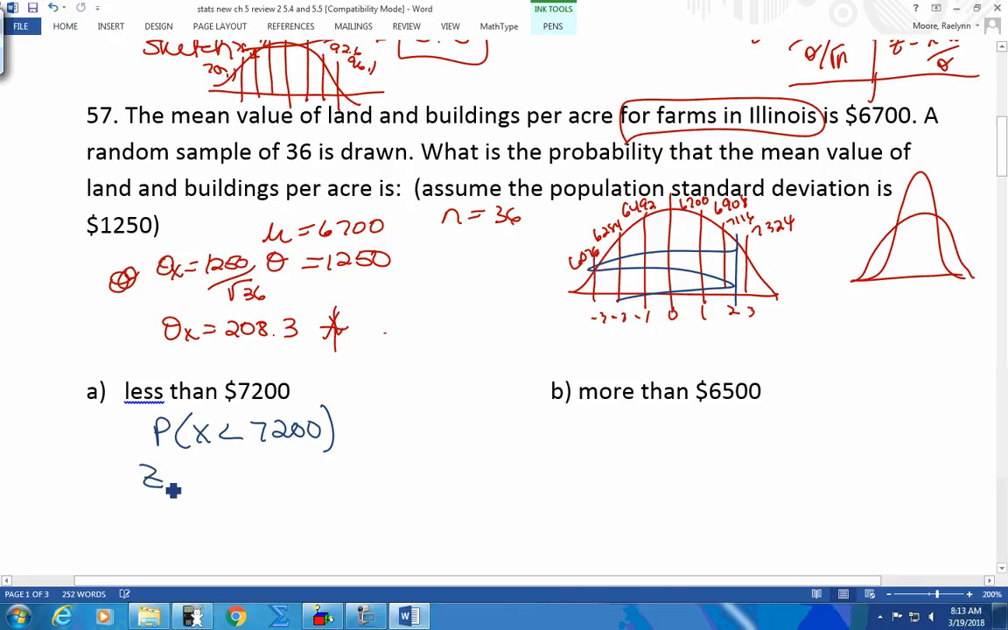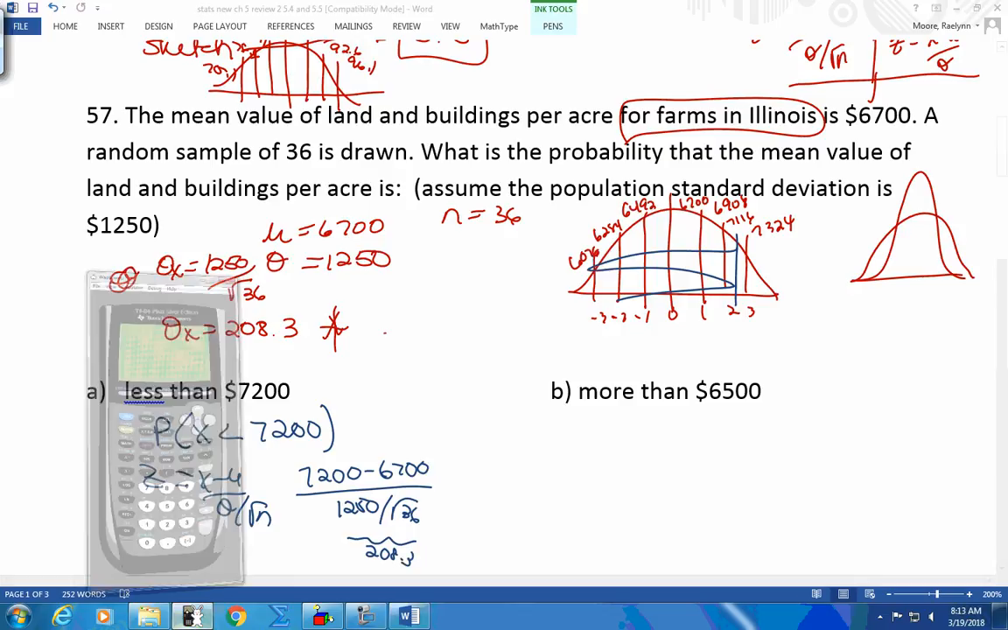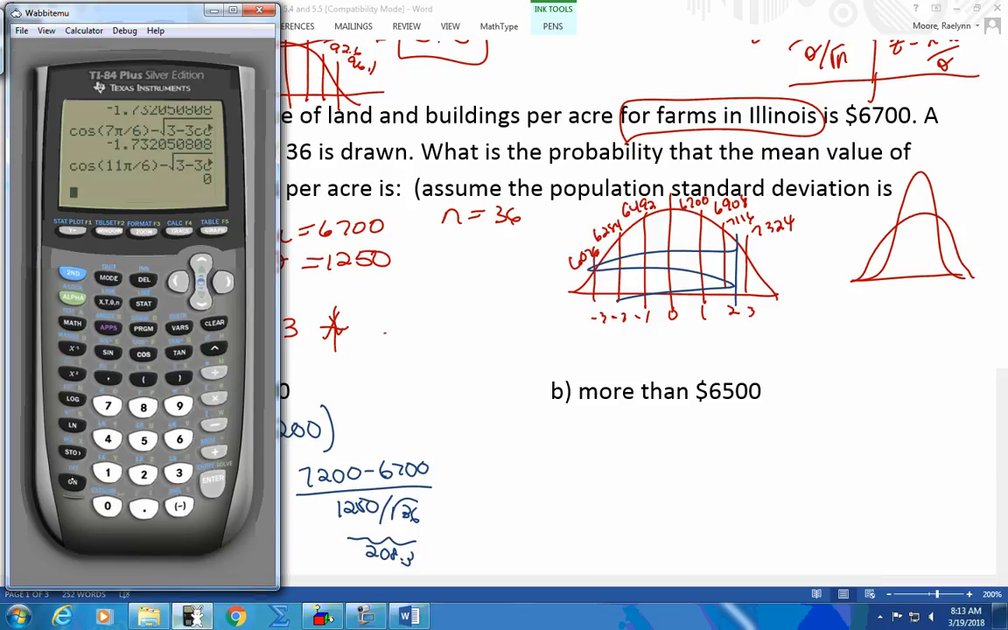So I use my z-score formula. If you want to replace this with 208.3, you can replace it with 208.3. If you want to let your calculator do it, let your calculator do it. In other words, if you want to do 1250 divided by the square root of 36, or you want to put in the actual 208.3, either one is fine with me. If you're going to let your calculator do it, again, you can bypass that by doing it in your calculator.